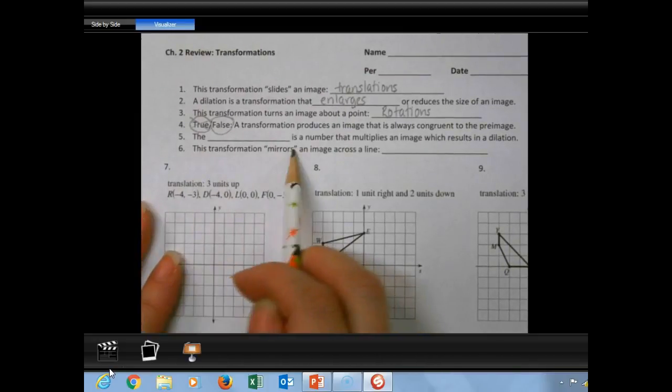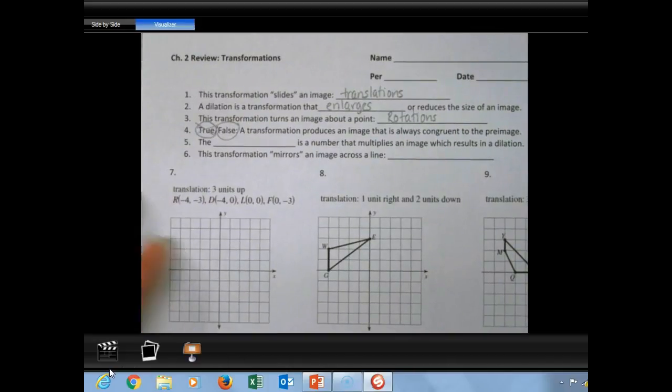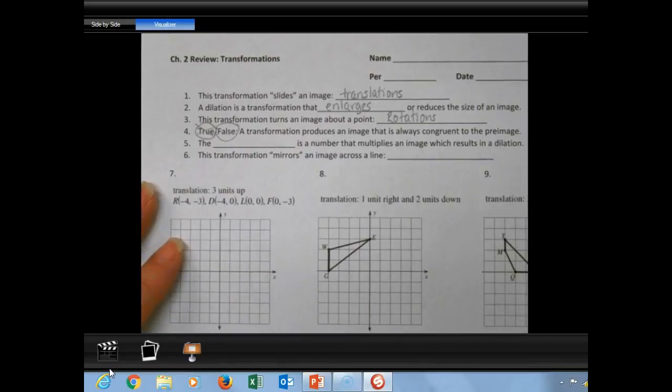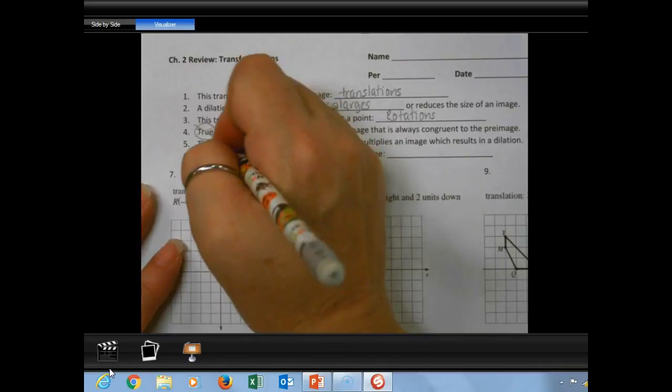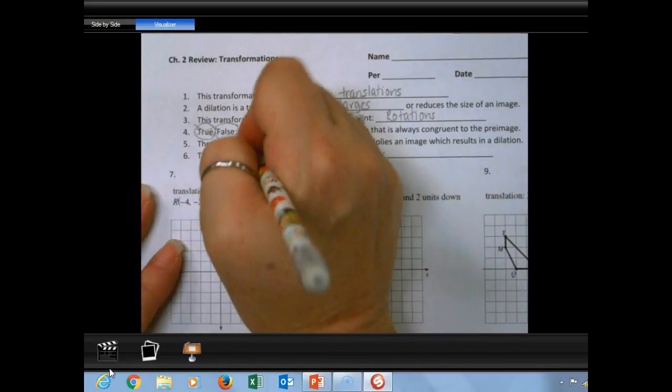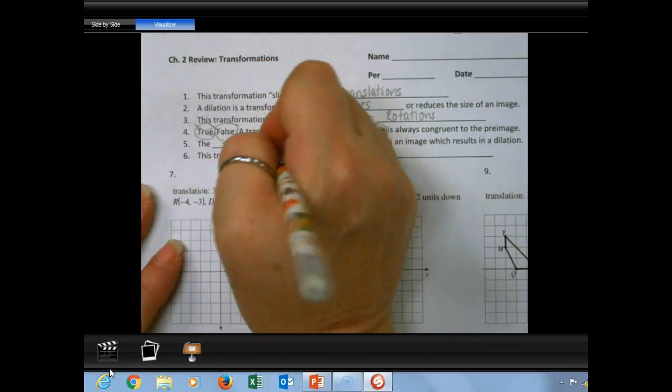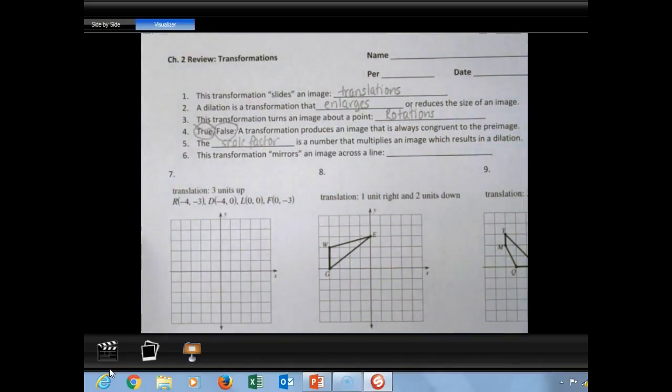So the blank is a number that multiplies an image, which results in a dilation. Who has that answer? What do we multiply by? What do we call that number? We call those fractions. Emmanuel? Scale factor. It is a scale factor. It's not always a fraction. Sometimes it's a whole number. That makes it larger. Fraction reduces it.